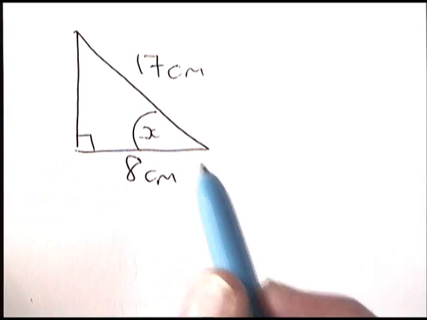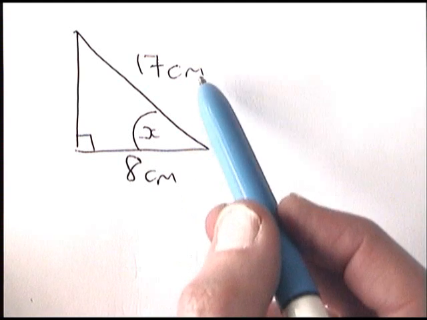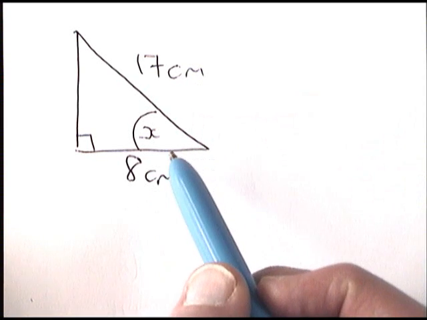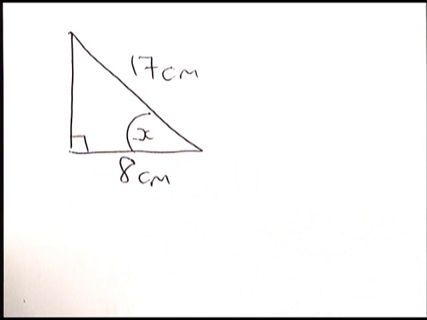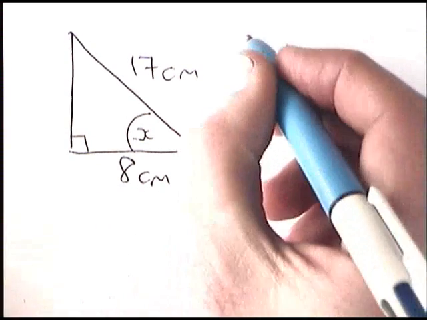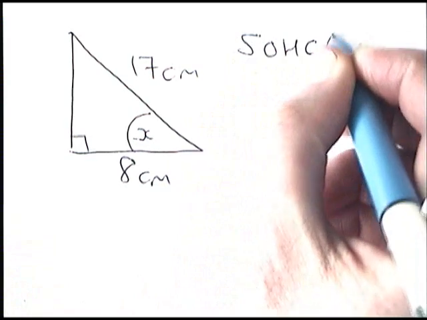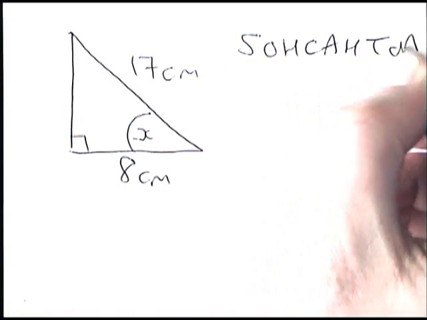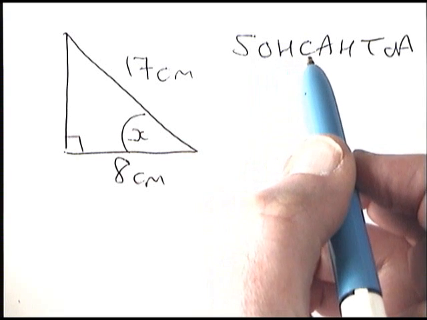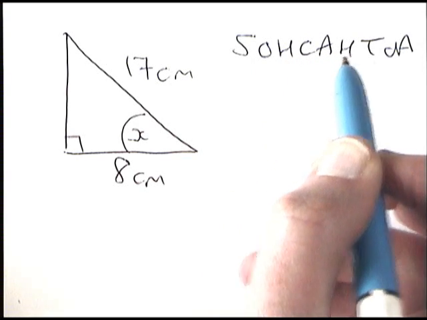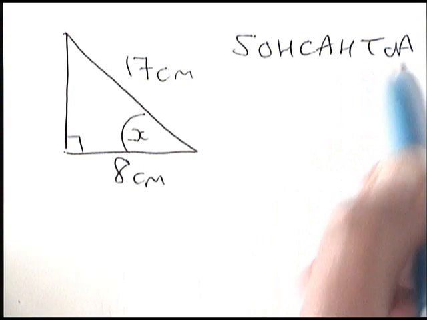In this question, we have to find the size of angle A, and we're given two other sides. If you're finding an angle in a right-angled triangle, it will always be using trigonometry. For trigonometry, you need to remember SOHCAHTOA, however you remember that. That stands for sine, opposite over hypotenuse; cos, adjacent over hypotenuse; and tan, opposite over adjacent.